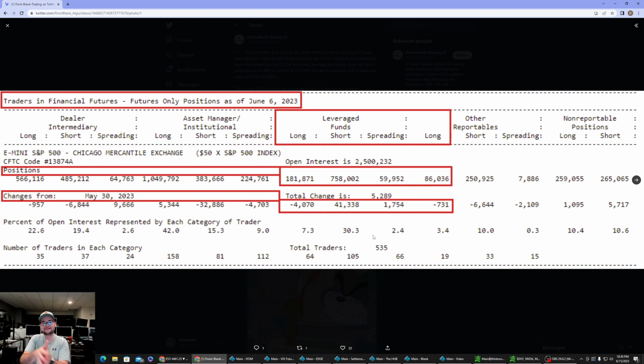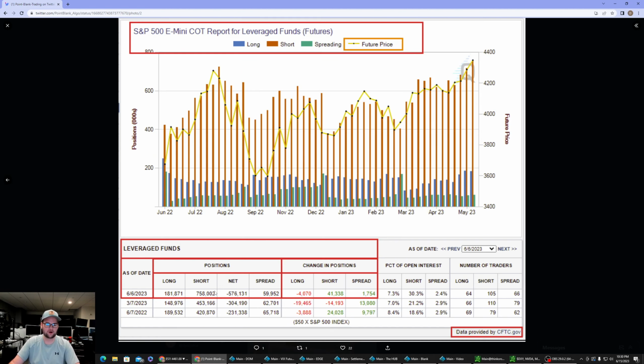That's crazy. And this next slide that I'm going to show you gives you a cleaner view of what's happening behind the scenes, and it's crazy in my opinion. So look at these net positions. You have 181,000 longs, call it 182,000. Then you have 758,000 shorts. So that's a net spread of 576,000. That goes to show you how many folks are still short despite this recent rally. And that's what we saw today.